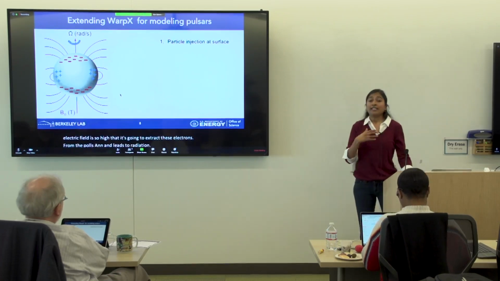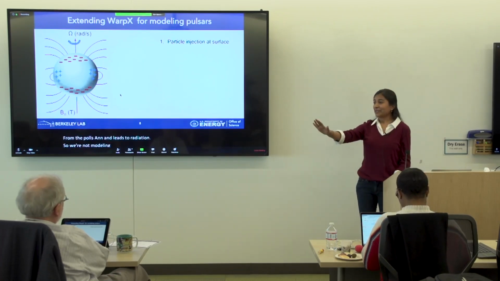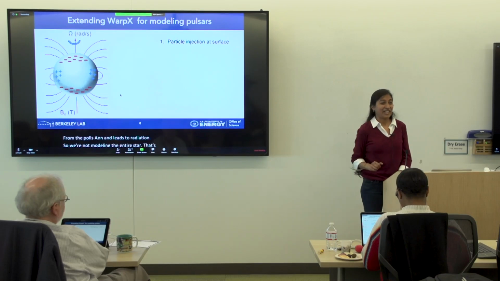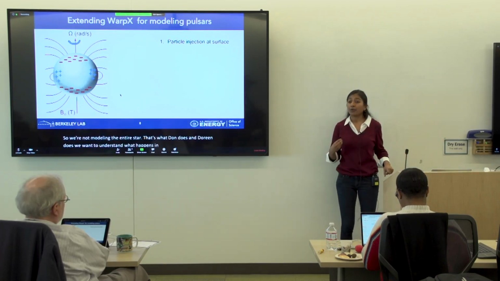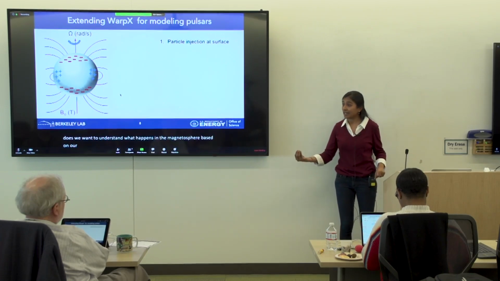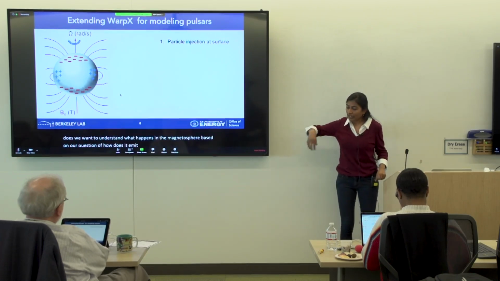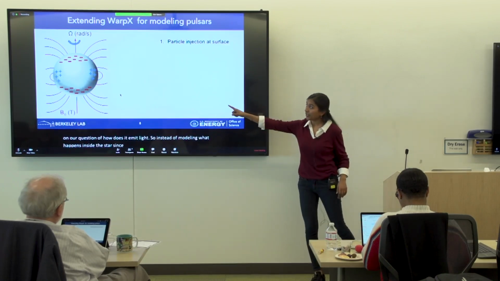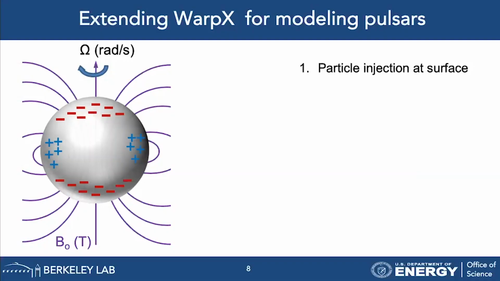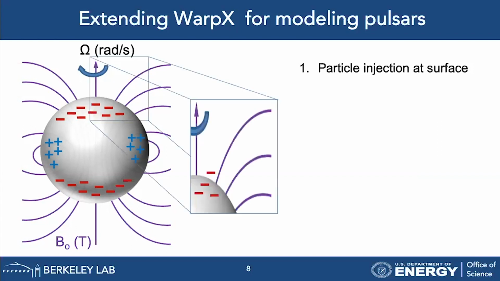So we are not modeling the entire star. That's what Dawn and Doreen do. We want to understand what happens in the magnetosphere, based on our question of how it emits light. So instead of modeling what happens inside the star, since it's well known that this charge is going to separate, we want to start with particle injection at the surface for modeling that electron extraction at the pole.